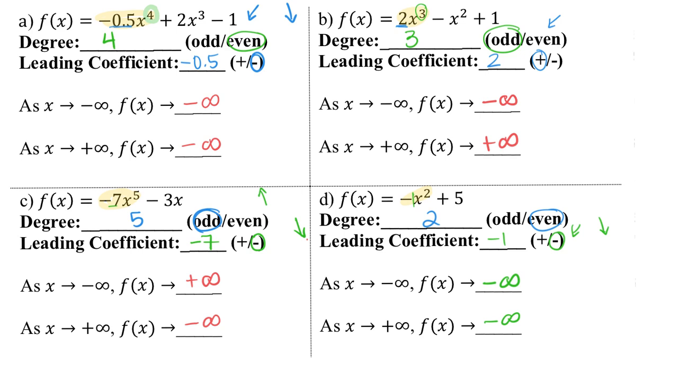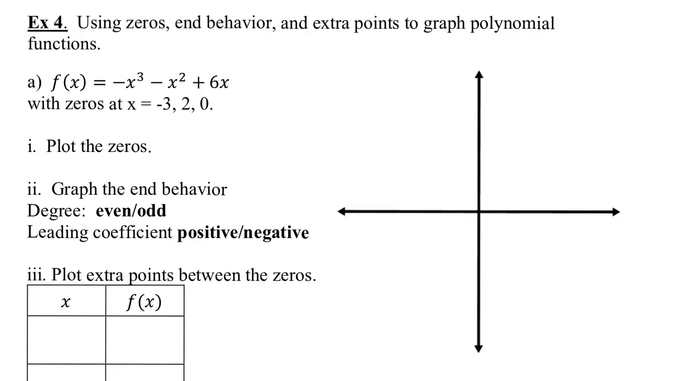Okay, now we're going to try to graph. It says using zeros, end behavior, and extra points, graph the polynomial functions. This is the polynomial they're giving me. Let's look at the information they've given me. They're telling me the zeros: x equals -3, x equals -2, and x equals 0. When they say zeros, they're giving me the x-intercepts. So they're already giving me 3 points to graph.